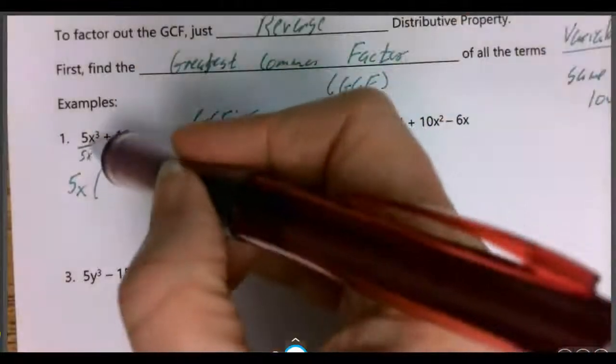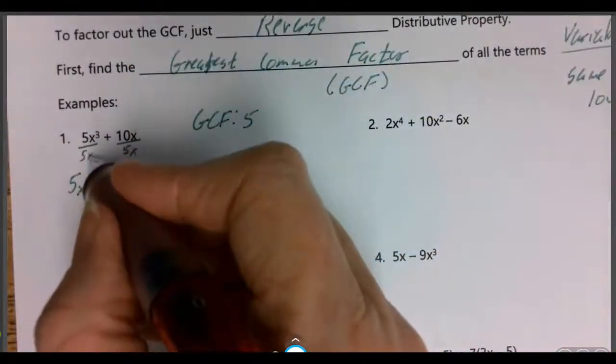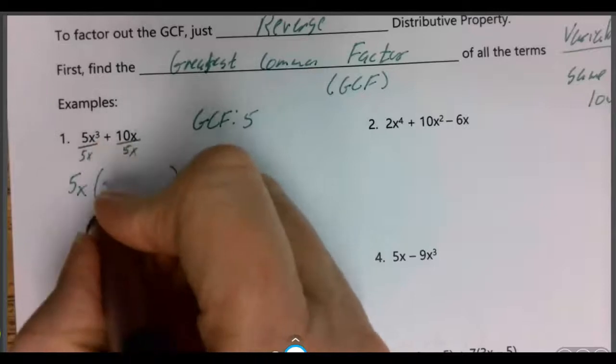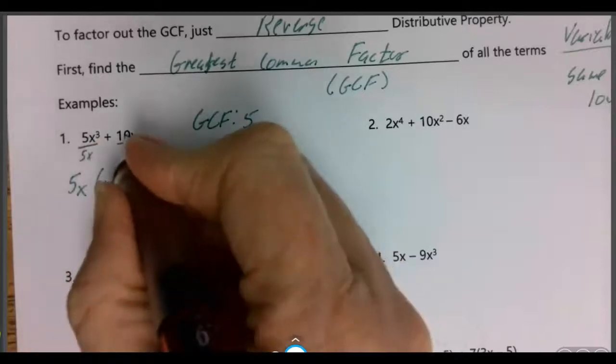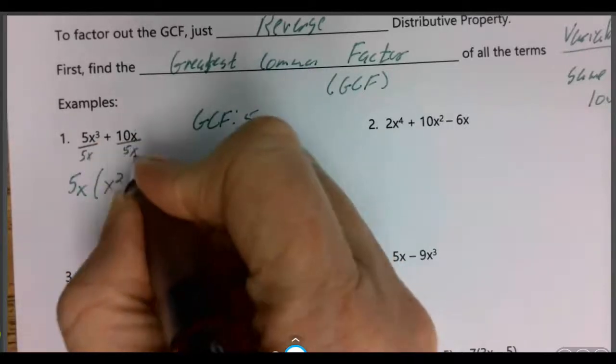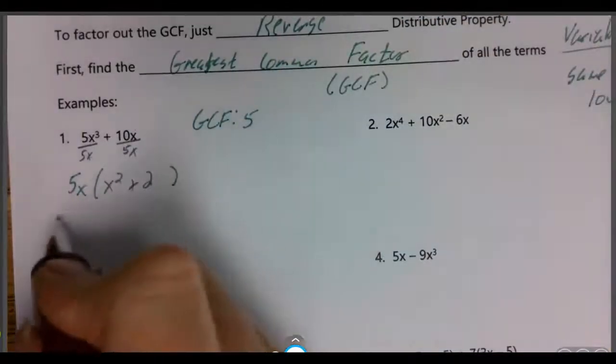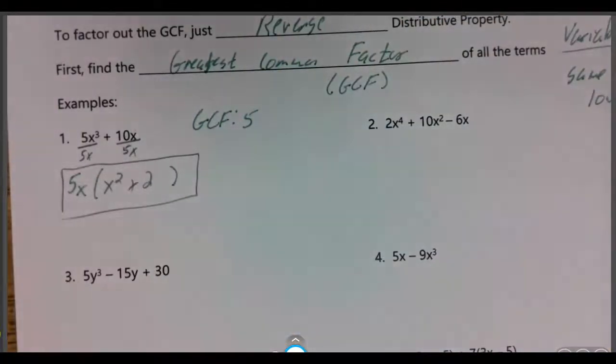Okay, so I'm going to divide like bases. x cubed divided by x, I get 3 minus 1, which is x squared. 10 divided by 5 is 2. x divided by x cancels out. I'm done. That's my answer. I have factored out the greatest common factor.